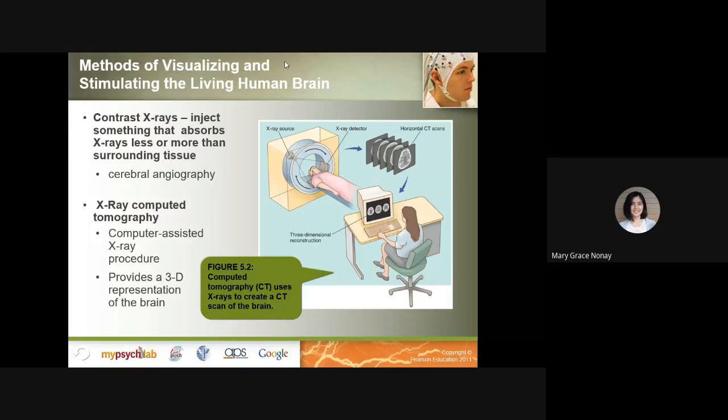Another technique is the X-ray computed tomography. So this is a computer-assisted X-ray procedure and it provides a 3D representation of the brain. So ayan, makita natin, no? We have there that big machine wherein nilalagay yung ulo ng person to that part. Tapos they are taking a lot of pictures of x-rays rather. Tapos rinorotate yan so that they will have several angles of the brain. And they can create even a 3D representation of the brain using that one. Okay, so this is our CT scans.